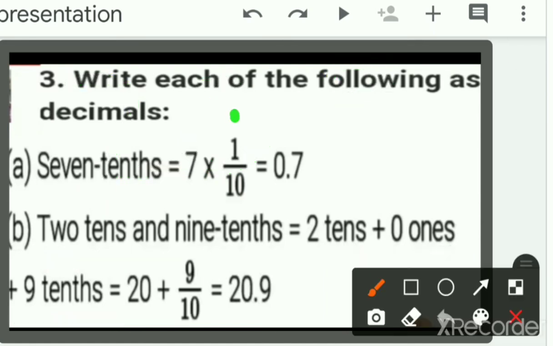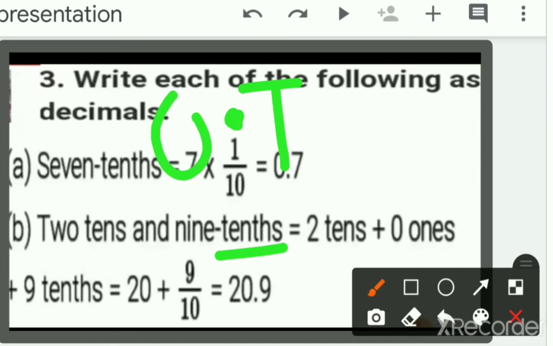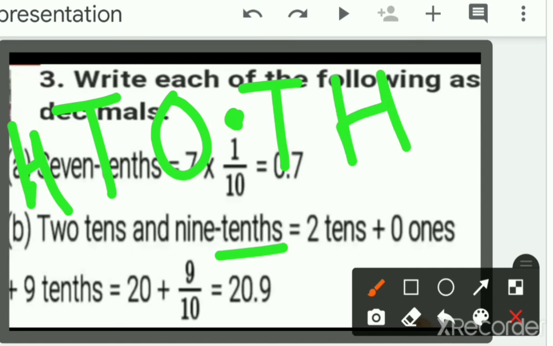Because this is the decimal point. After the decimal point comes the tenths place. Tenths. After that comes which place? Like here we have ones place on the left hand side, then tenths place, then hundredths place, then after that what will come? Hundredths place, then thousandths place.